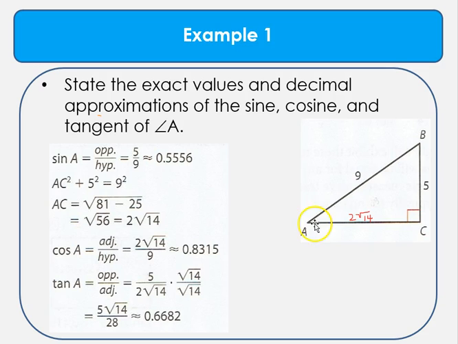Now we can do the tangent of angle A. Tan angle A is opposite over adjacent, so that's 5 over 2 square root of 14. We want to rationalize our square root. So once doing that, we'll have 5 square root of 14 over 28, and that cannot be reduced, and that will equal 0.6682.